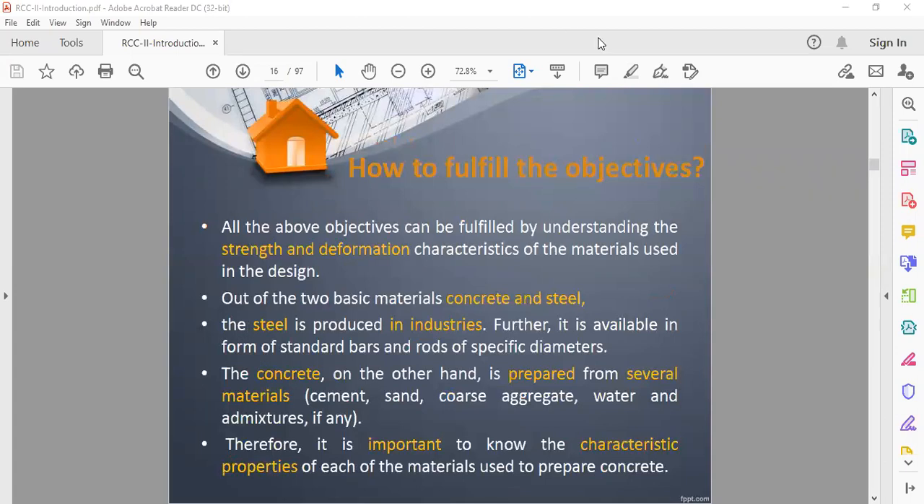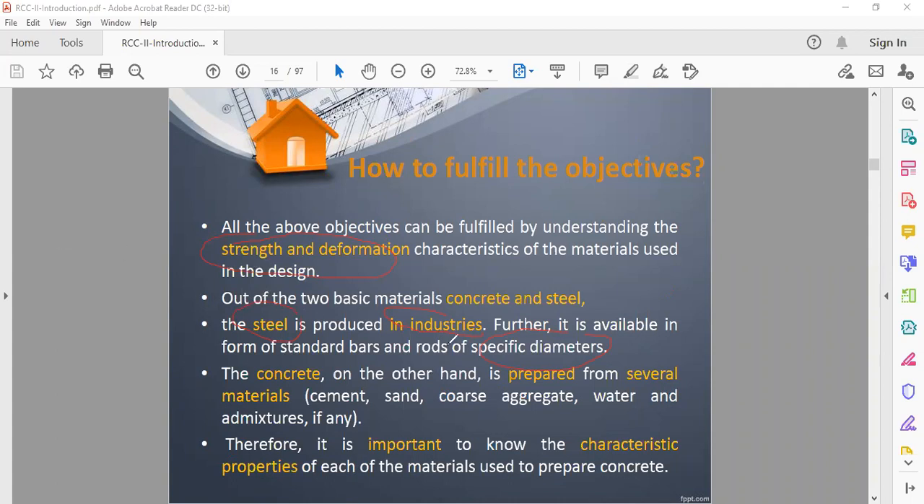So all the above objectives should be fulfilled by understanding strength and deformation. Strength and deformation are the two major characteristics of the material. Out of the two basic materials, concrete and steel, the steel is majorly produced in industry and is further available in the form of standard bars or rods of specific diameter. So whatever steel is there, bars are there. You will find certain specific bar sizes only.